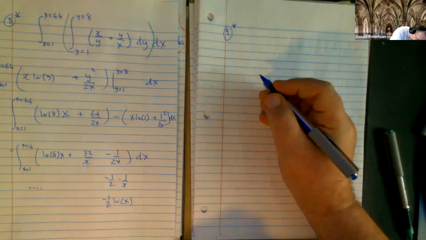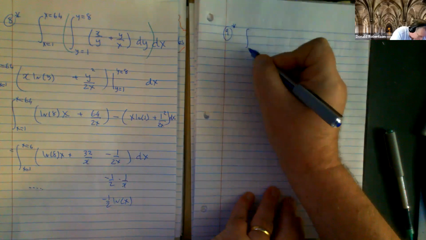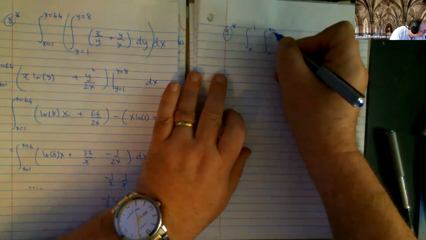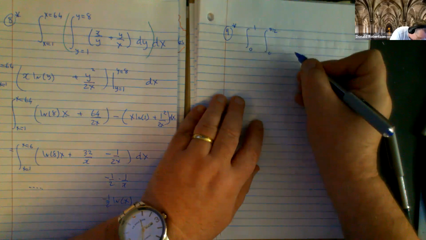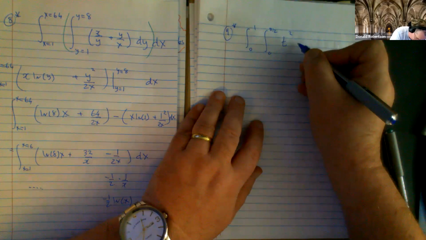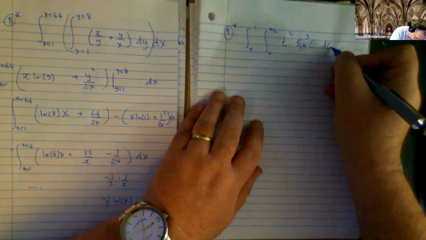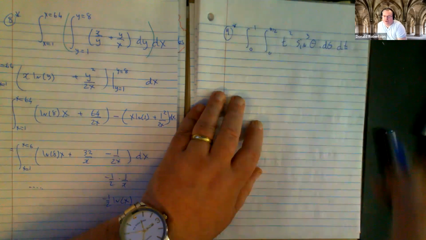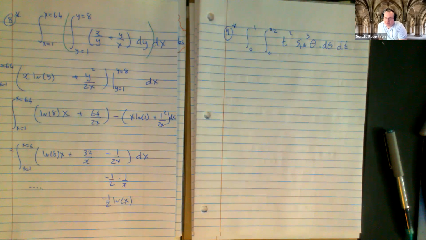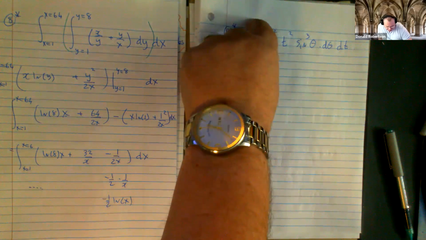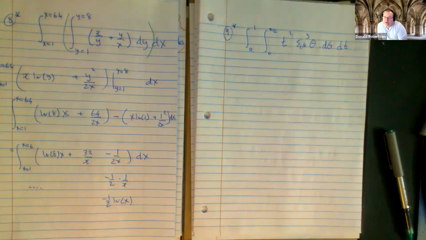See what I can do. Question 9. It's going to be the integral from 0 to 1, 0 to pi upon 2, of t squared sine cubed theta d theta dt. And now I'm going to show you a nice trick. This only works when these are rectangles. In other words, when these are both numbers, you can do this.